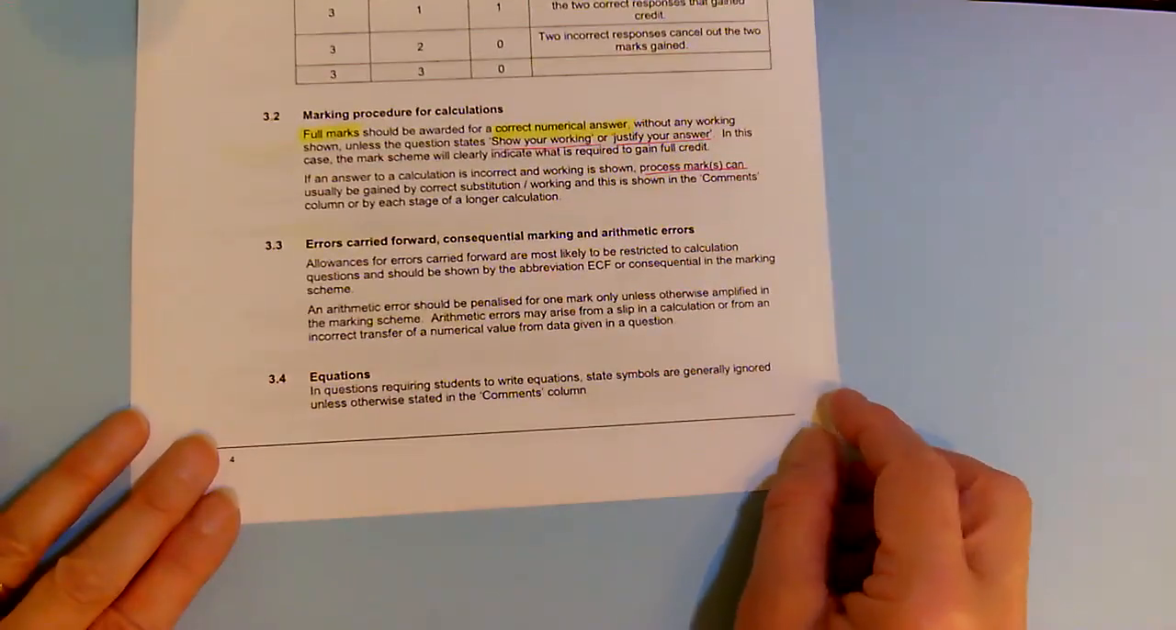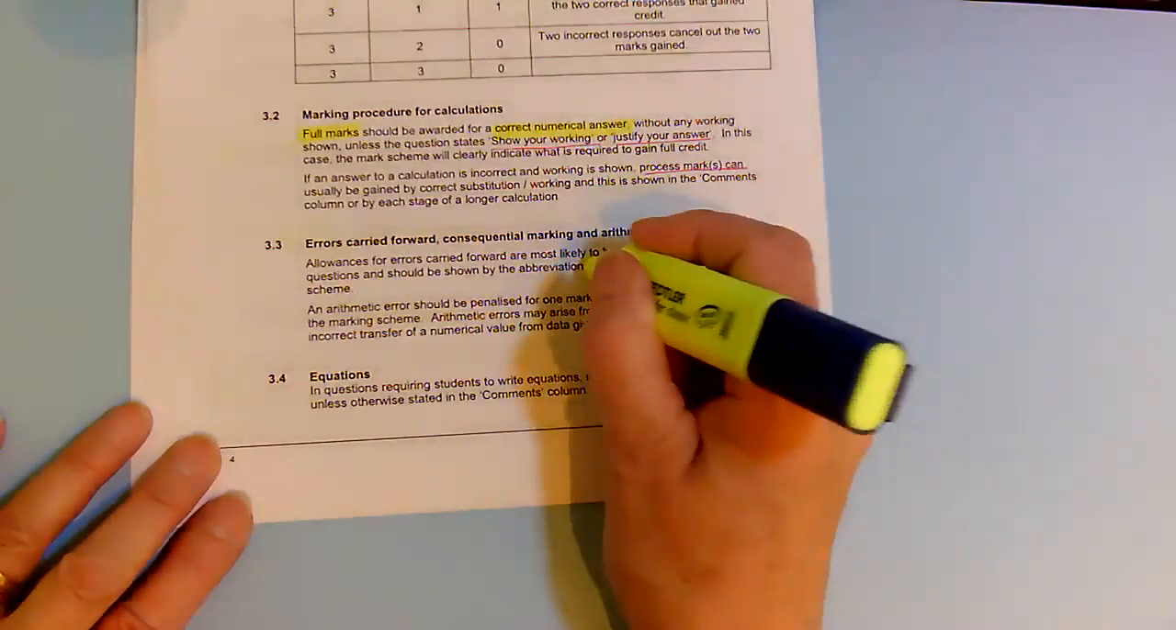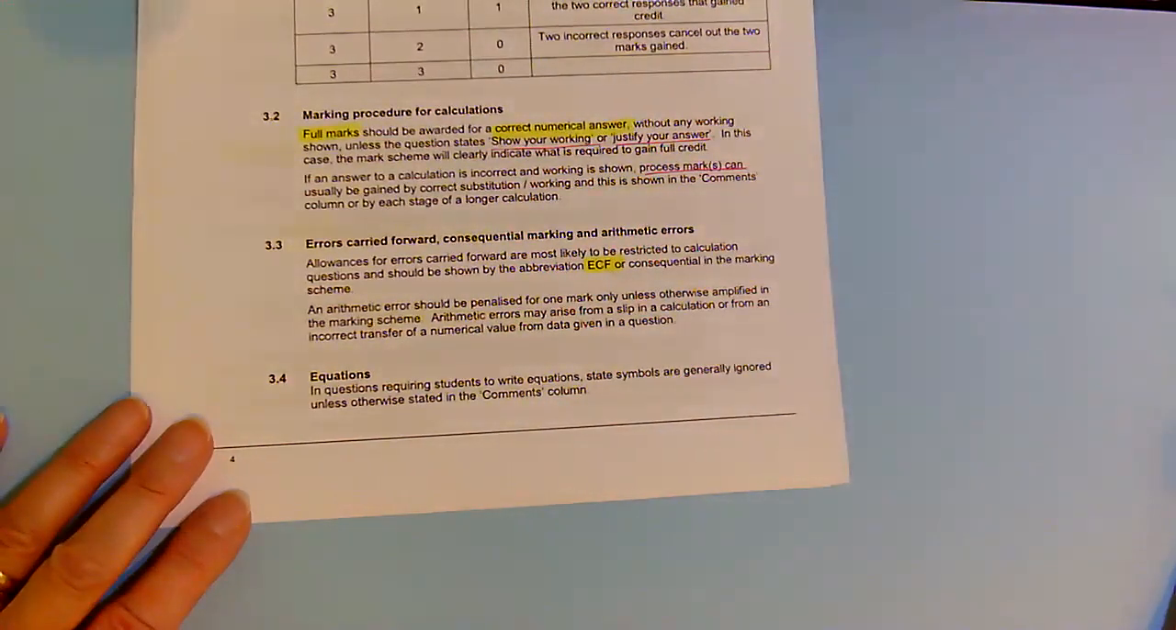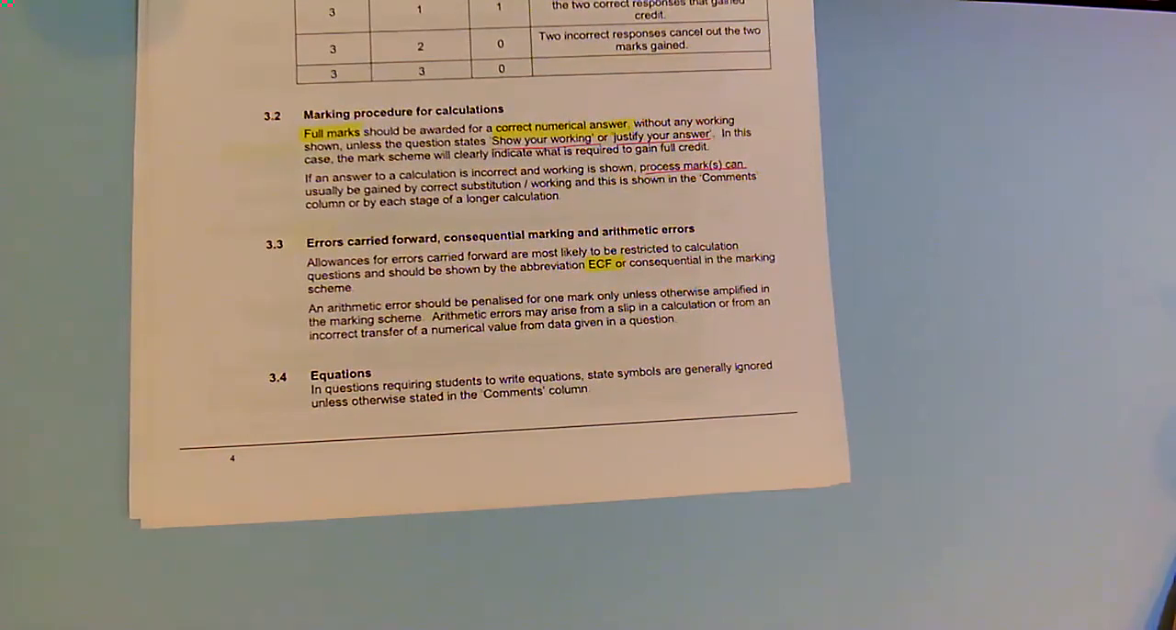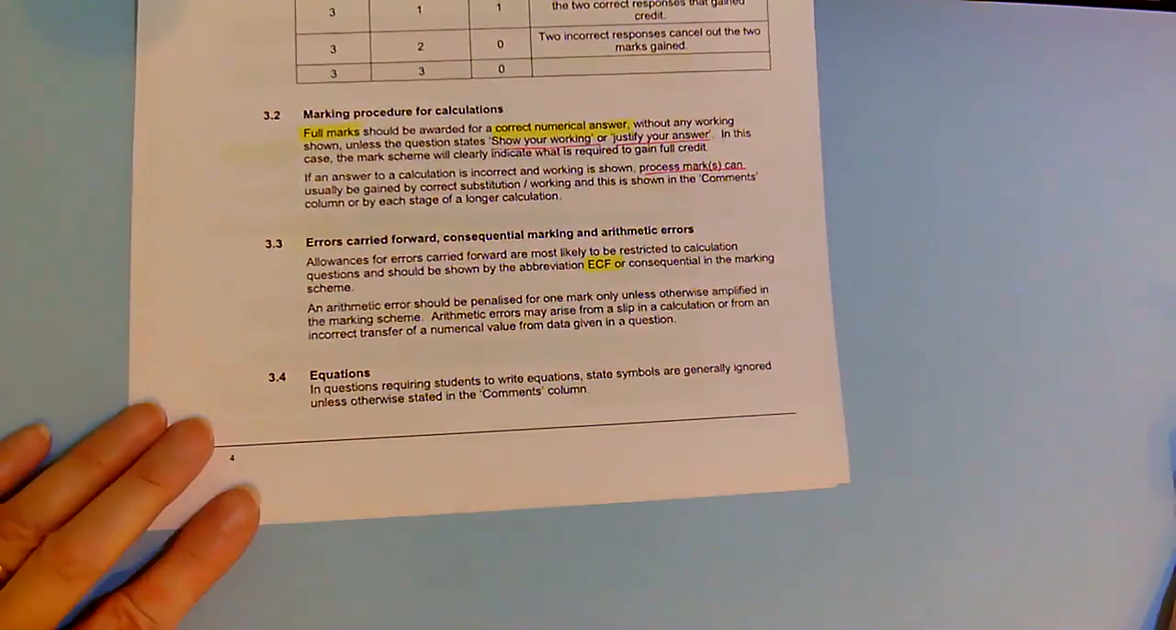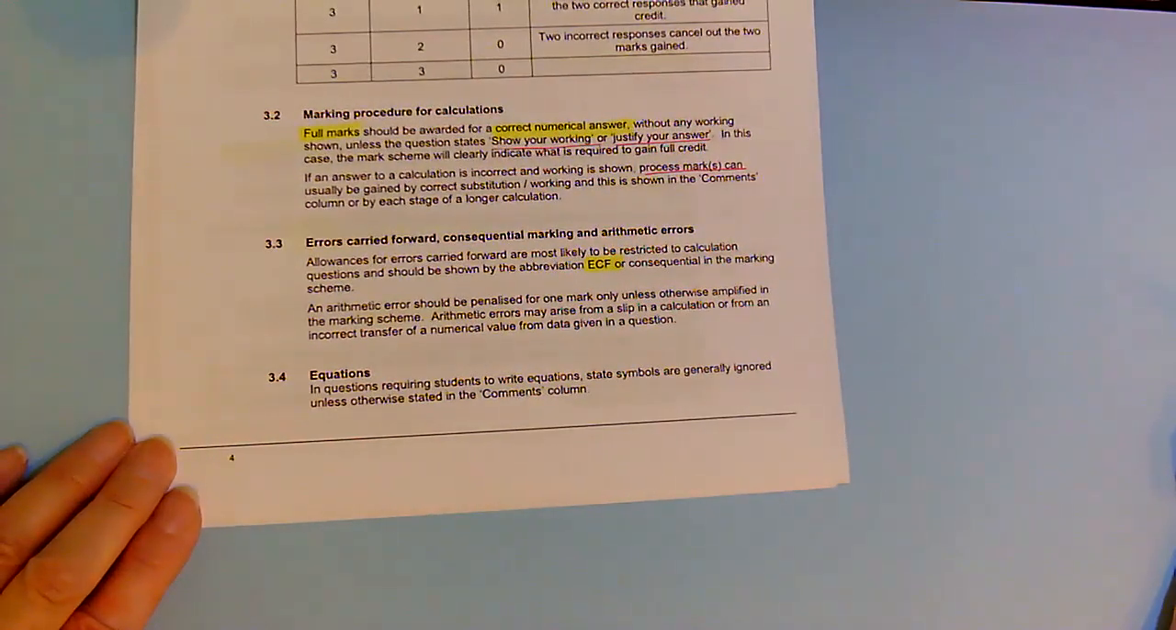And then taking errors carried forward, you may see on your scripts that you've got ECF, error carried forward, and that might be because maybe you've made an error in transposing numbers. You may have done a slip on the calculator and then carried that forwards. Normally you only get penalised once for that, but if there's a couple of errors within your calculation, then it may be that you don't get error carried forward and you don't get the mark at all.